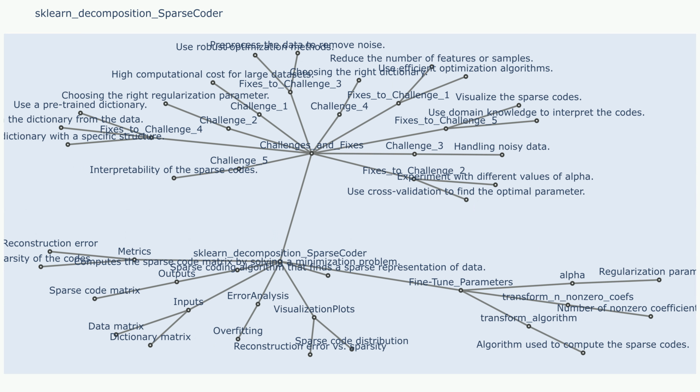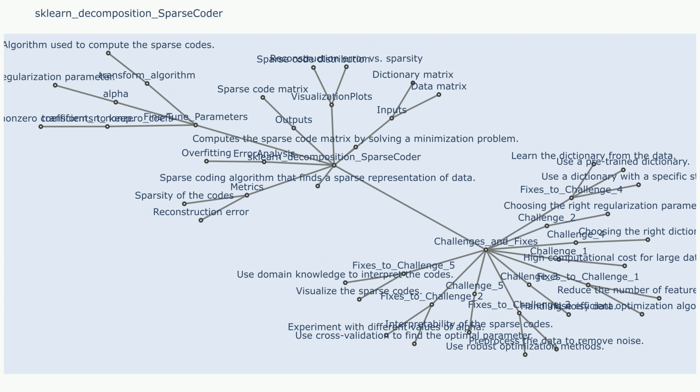Inputs. X, a matrix where each row is a data point. Dictionary, a matrix where each column is a dictionary atom or feature. Outputs. Code, a matrix where each row represents the sparse code of the corresponding data point.